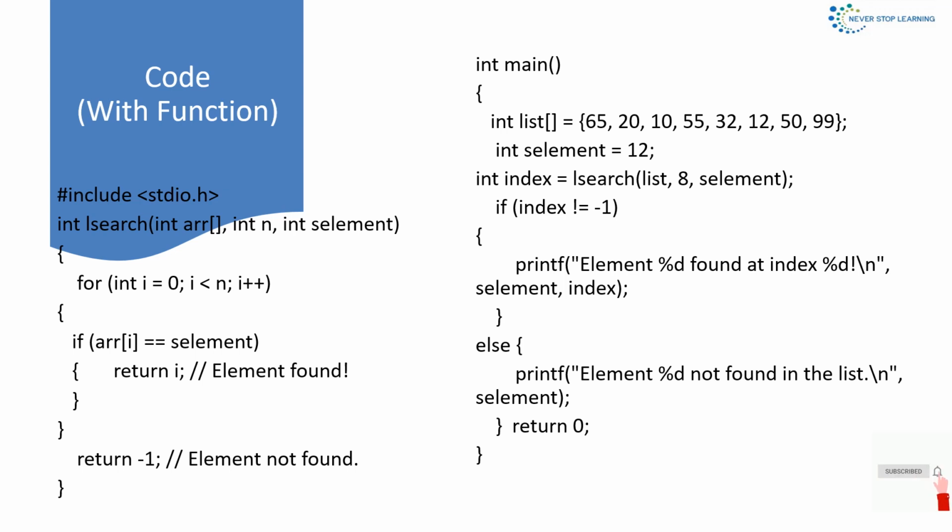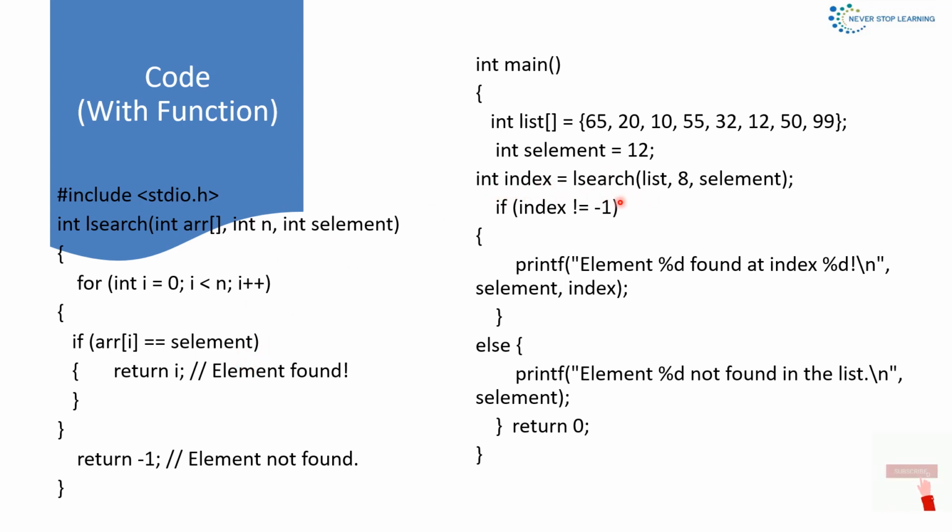Now the same code, if we want to see with the help of a function, here you can see the difference. In the main function, I'm directly initializing the list which was given to me. So we are creating an array with the name list. Now this list will take 8 elements, as you can see, so the size of this list is 8. And I want to search the element 12. So I am taking a variable with the name s element, that is my search element, and I am writing it as 12.